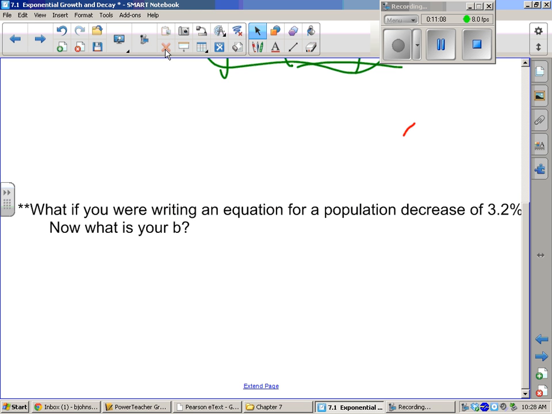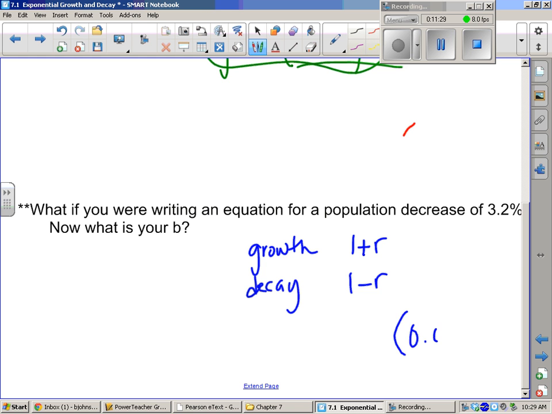What if you were writing an equation for population decrease of 3.2%? So remember that when it was growth, we took the 100% and we added the rate. If you have a decay, you got to take 100% and subtract the rate. So that gets a little tricky because kids will just put in the parentheses that the percentage is 0.032. But it's 1 minus that. So be aware.